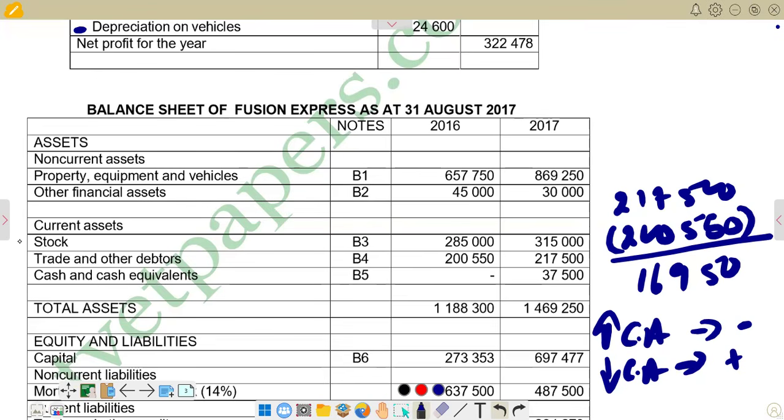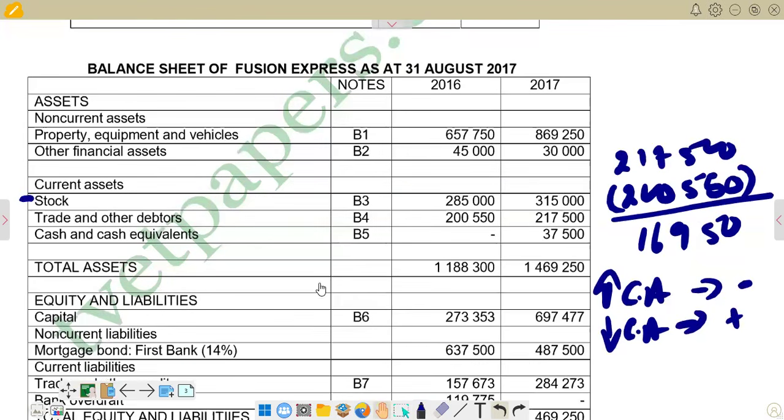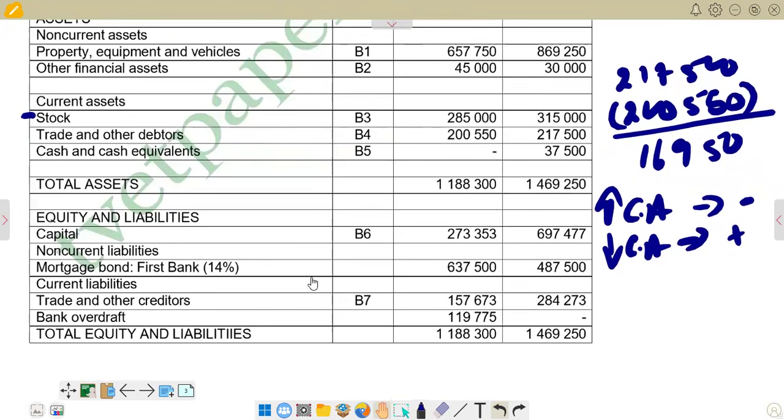So we are only going to take our stock, and then if you go to our current liabilities now, remember we said it's going to involve movement of elements of current assets, and then elements of current liabilities. So if you come to current liabilities, we have got trade and other creditors only. Bank overdraft is part of cash and cash equivalents, so we are not going to include it.